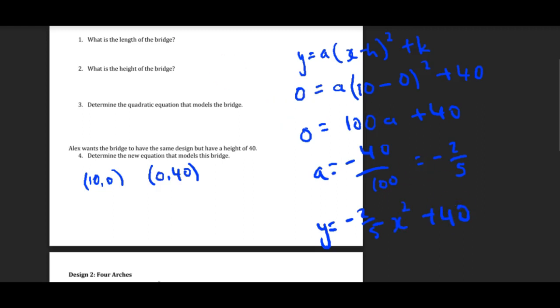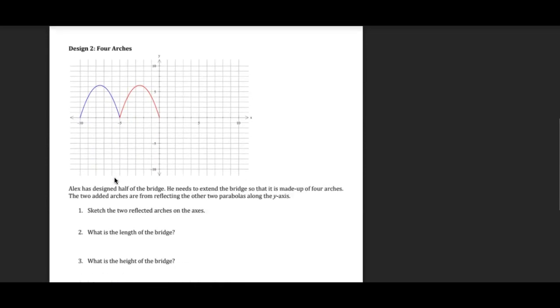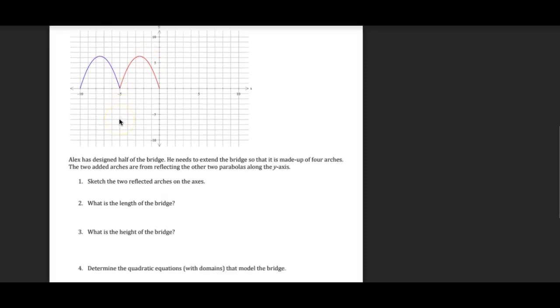All right, moving to the next question. So this second design, we're looking at 4 arches. So Alex has designed half of the bridge. He needs to extend the bridge so that it's made up of 4 arches. The 2 added arches are from reflecting the other 2 parabolas along the y-axis. So sketch the reflected arches on the axes. So it's a bit hard to do. I might just move that up a bit. There's questions down the bottom.